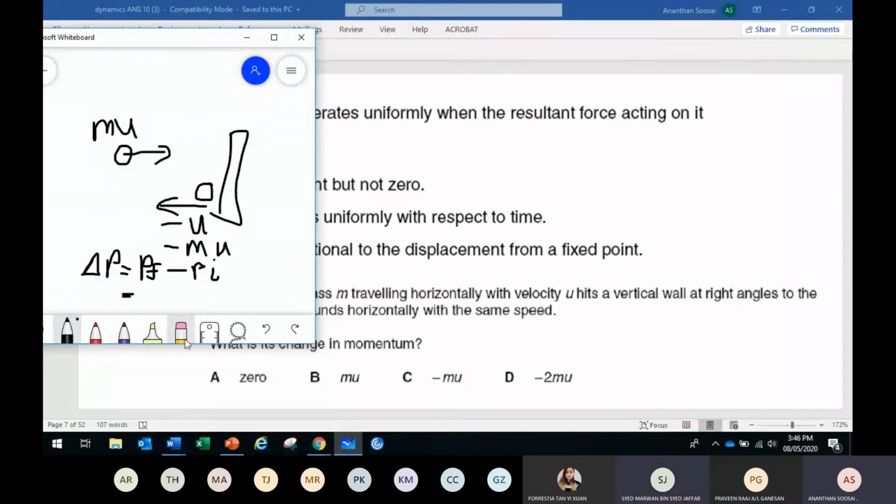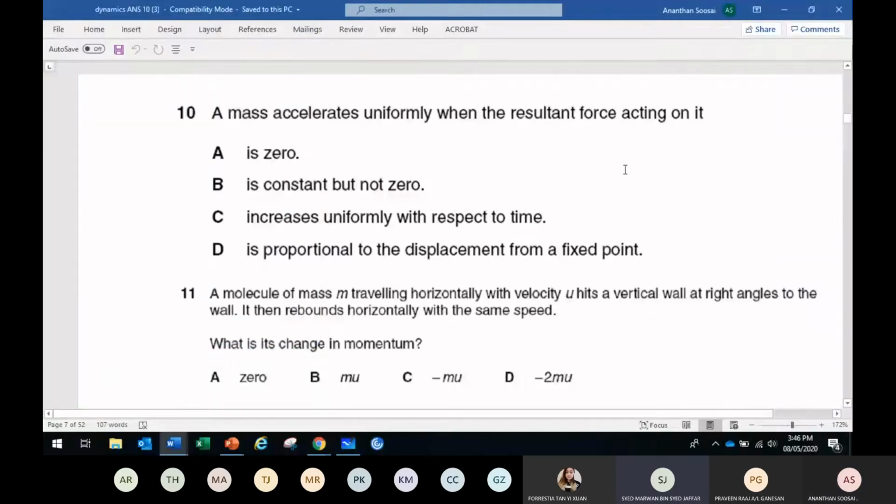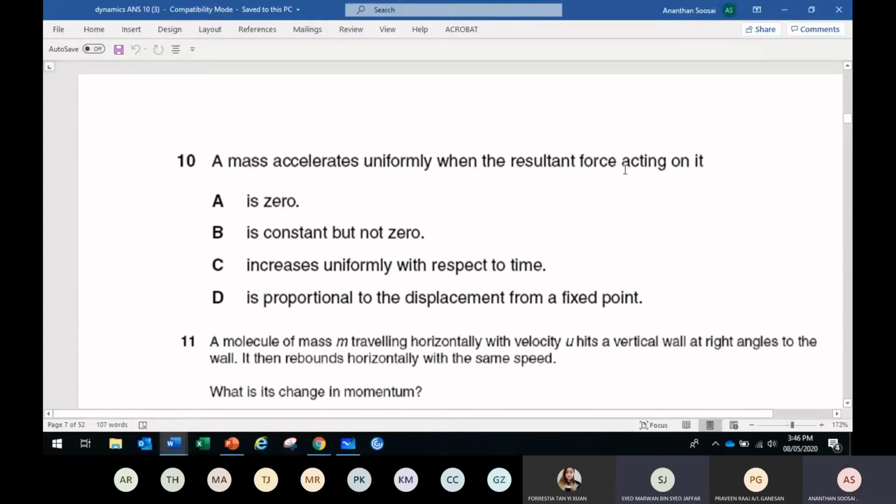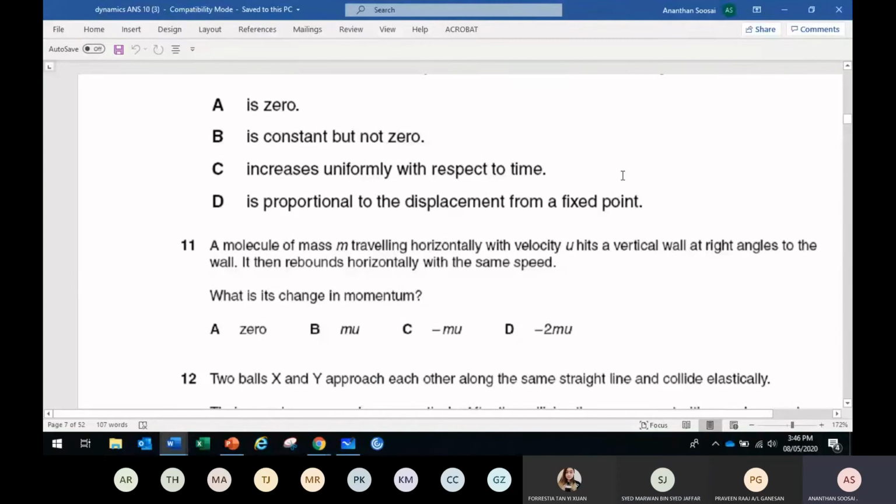The question is the resulting force acting on it. I think it's a different question from what the teacher is explaining. Okay, what can you see on the screen now? Question 11, right? A molecule of mass m traveling. Okay, this is the question you are seeing, right? Then I'm explaining this question. Question 11, you tried already? Yes. Okay, so I'm explaining this question.